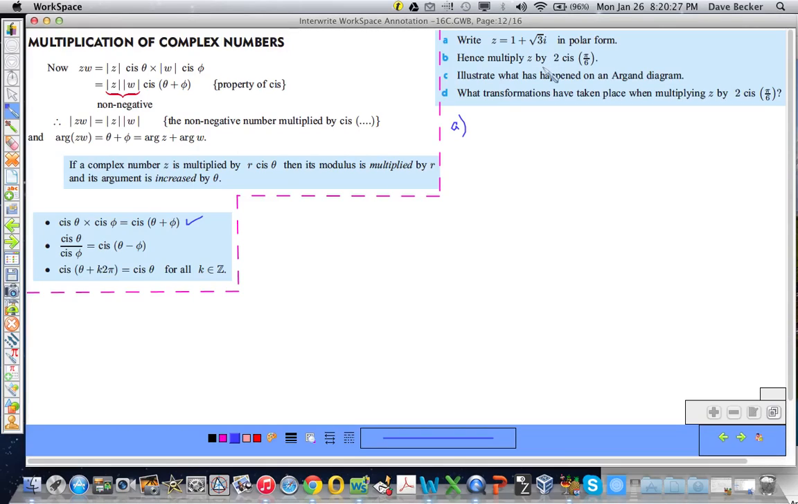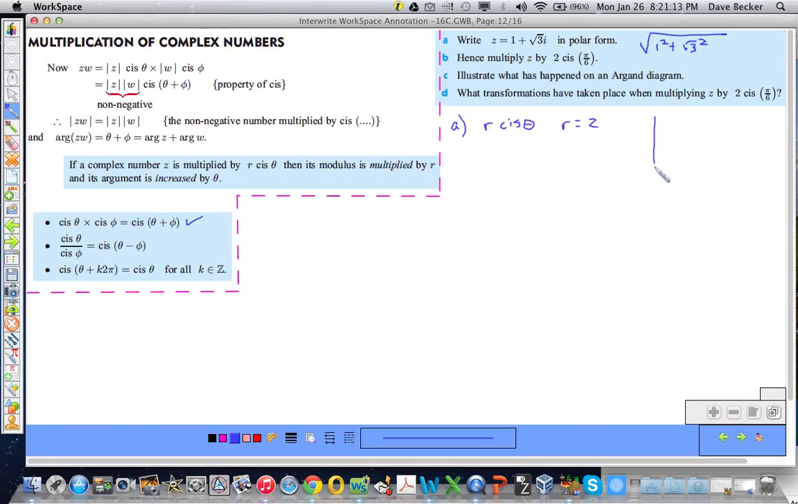Well, let's think about that. Polar form is r cis theta, and r is the mod of z. So it's the square root of 1 squared plus root 3 squared, which is root 4. So that means that r must be equal to 2. I should have just written it out to begin with. So r equals 2. Well, what is theta?